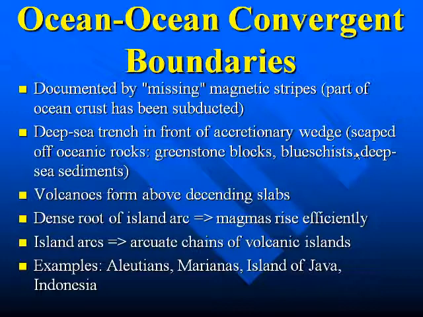Again, this is a lot of detailed information. You can read through it on your own. Let me know if you have any questions on it. This is where we get volcanic island arcs, like the Hawaiian Islands, Aleutian Islands, Indonesian islands. All of those are formed from this movement.